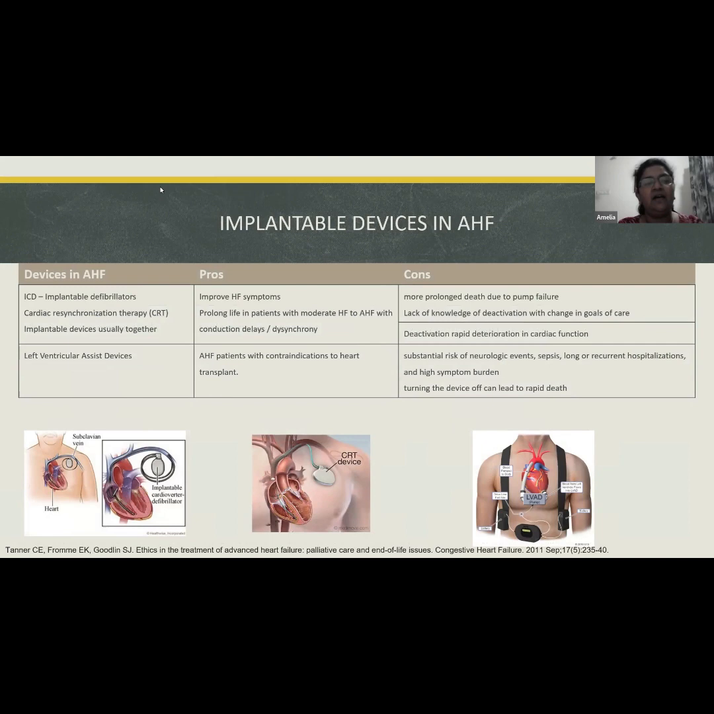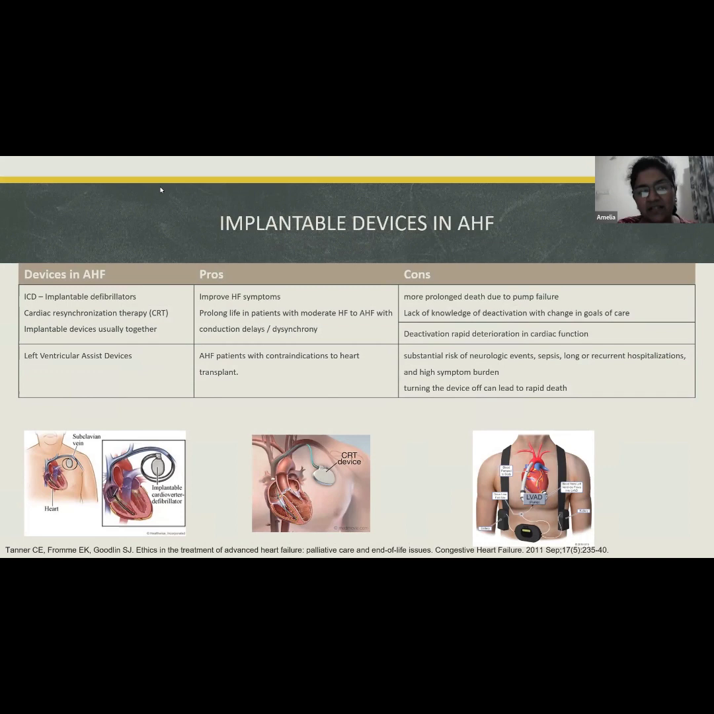These are some of the various devices that have been used. There are positives and negatives to each. And when you have these devices, it's important to understand, especially where you have cardiac resynchronization therapy and defibrillators, that as the disease progresses and the patient becomes terminal, these can be deactivated.